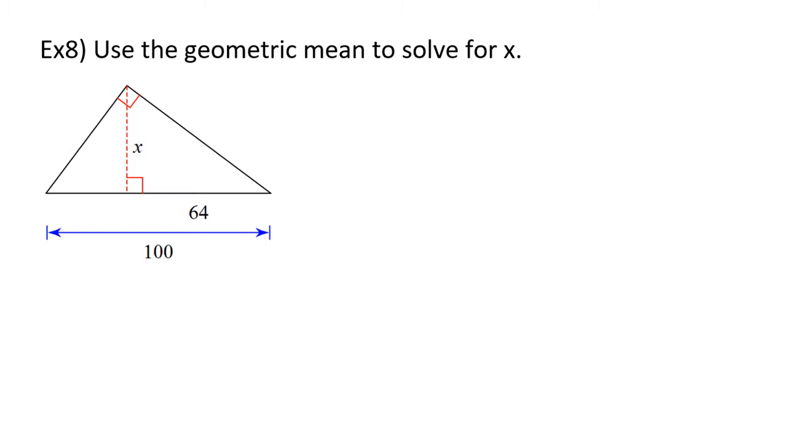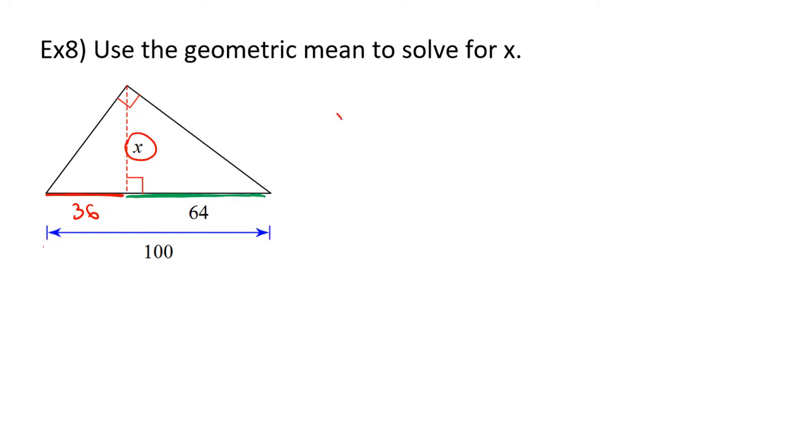Example 8, use the geometric mean to solve for x. So the geometric mean is taking the length of this part and the length here and multiplying it together and square rooting it to find our x. Well, if we know the total length from here to here is 100 and the green part is 64, that means the red part would be 36, because 36 plus 64 is 100. You can figure out 36 by simply going 100 minus 64 to get 36.